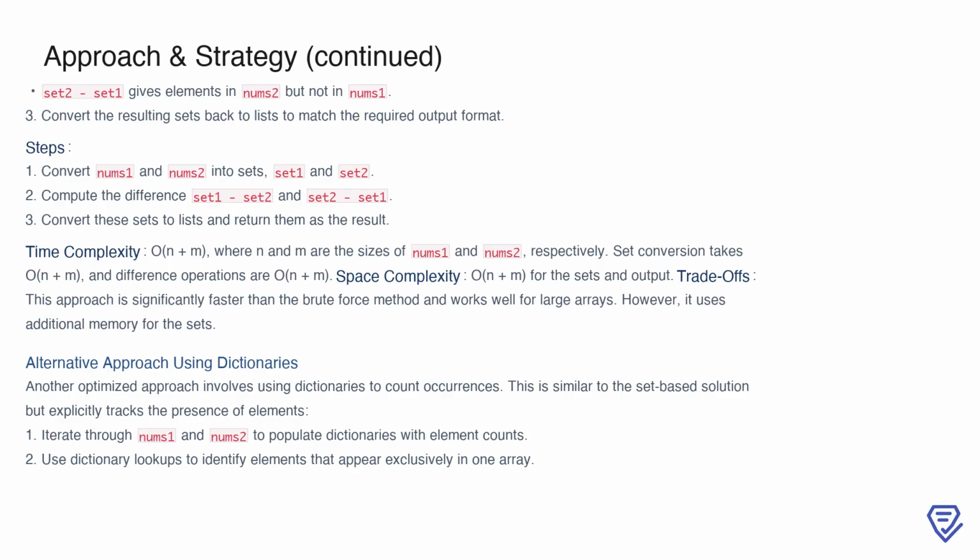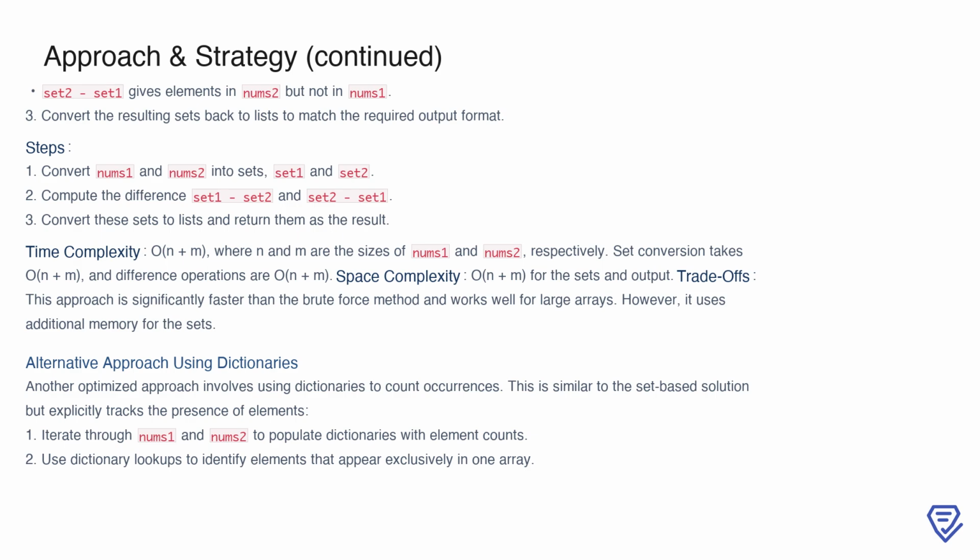This method is much faster, with a time complexity of O(n + m), where n and m are the sizes of the two arrays. The space complexity is also O(n + m), due to the storage needed for the sets and the output. This approach is not only faster but also straightforward to implement, making it ideal for handling large datasets. However, it does require additional memory for the sets, which is a trade-off we accept for the sake of performance.